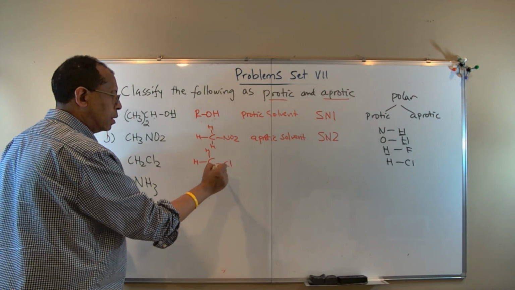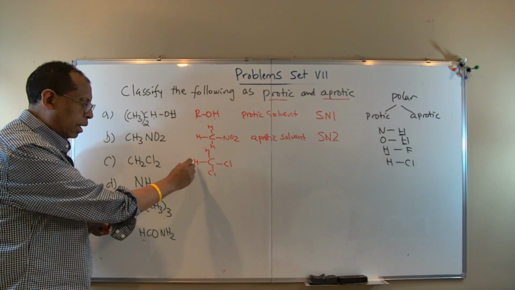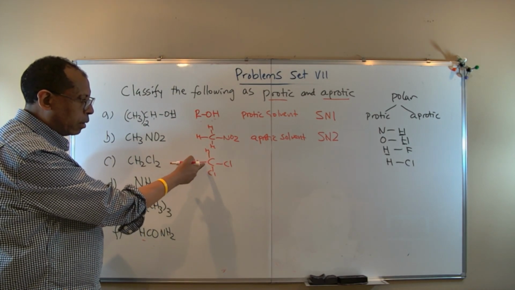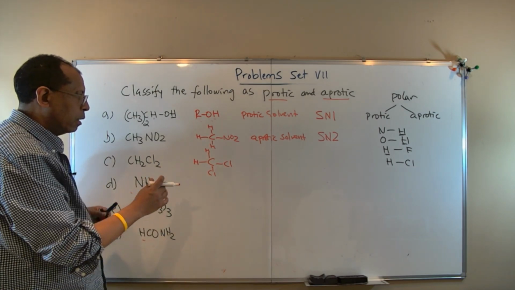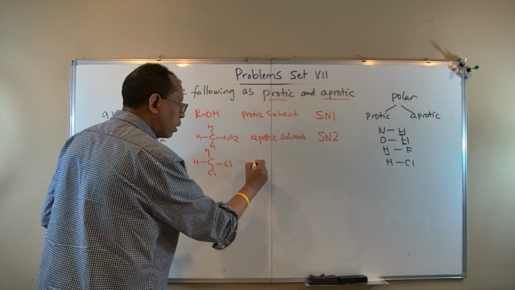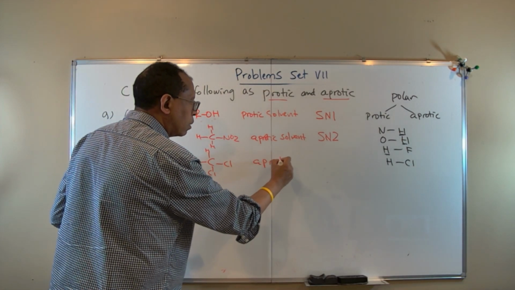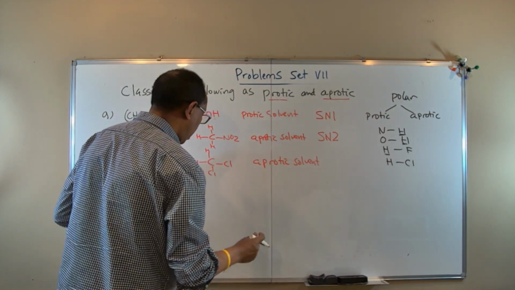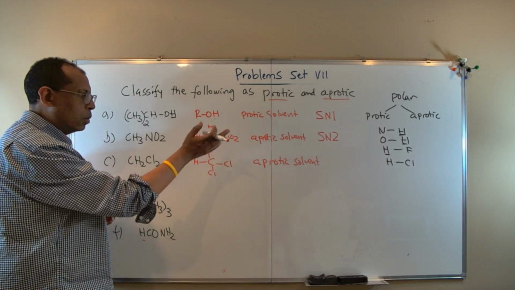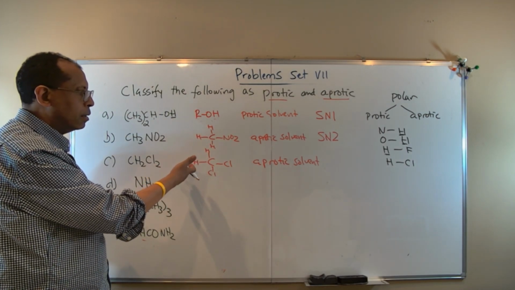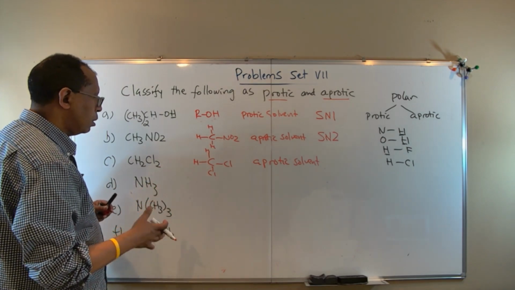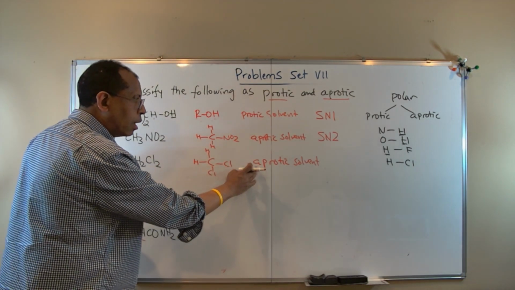You have dichloromethane. Still, these hydrogens are not on chlorine, they are on carbon. This therefore is not protic, so it's an aprotic solvent. The polarity is also not that significant, so I don't think this would practically be used in any substitution reaction. In any case, it's an aprotic solvent.